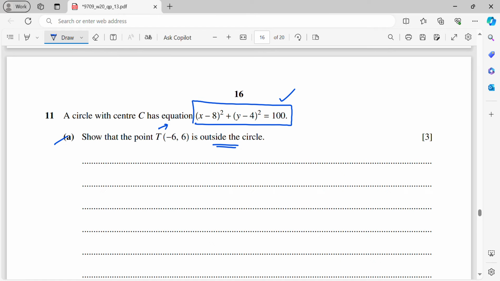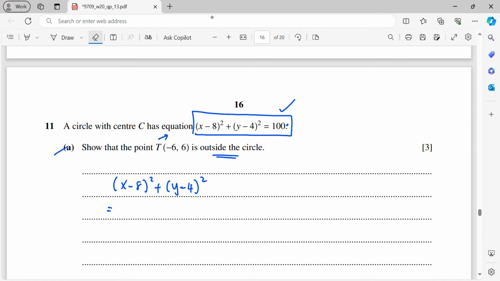So now I need to find out what my value is here. I just calculate what my left hand side is, whether it is greater than 100, which is outside the circle, or less than 100, which is inside the circle, or exactly 100, which is on the circle. So now, (x minus 8) squared plus (y minus 4) squared equals, at T, minus 6, that means x is minus 6 and y is 6.